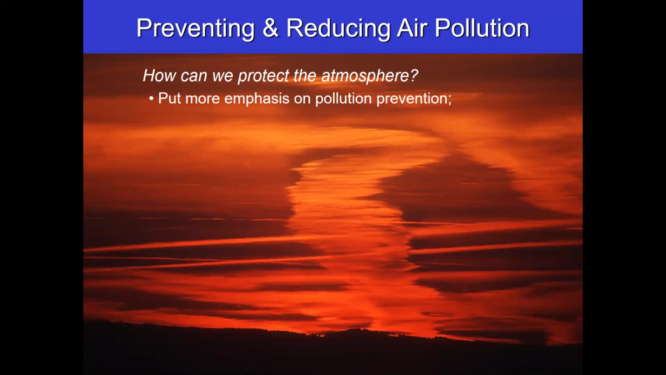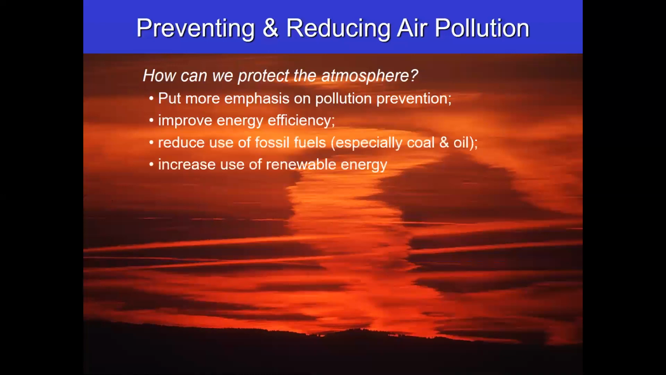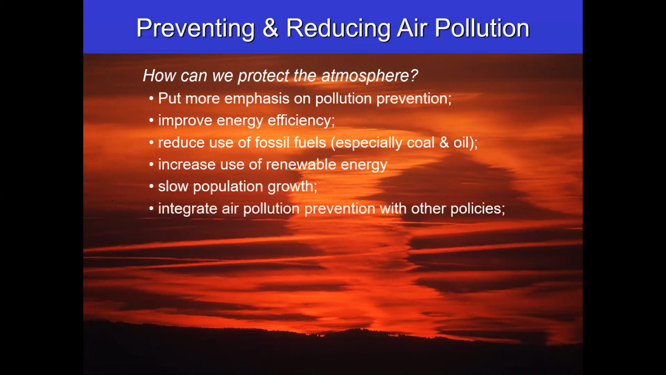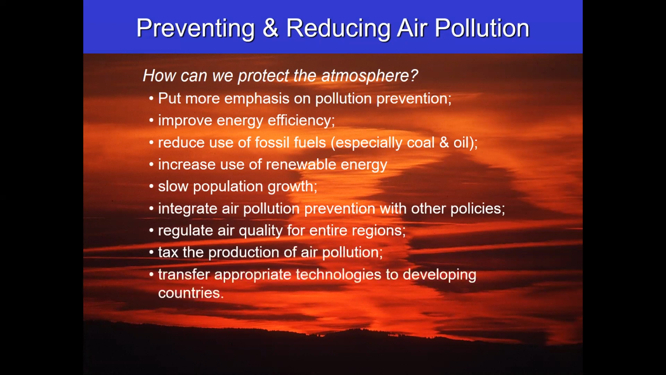So what can we do? We can put more emphasis on preventing in the first place. So improve energy efficiency, reduce fossil fuels, and increase renewable energy. Slow population growth, so fewer demands on resources. Integrate air pollution prevention with other policies instead of treating it separately. Regulate air quality for entire regions. Tax production. So these are a bunch of Miller solutions, and maybe a few of my own. But transfer appropriate technologies to developing countries that still really suffer from a lot of air pollution, and all of these things I think can help.